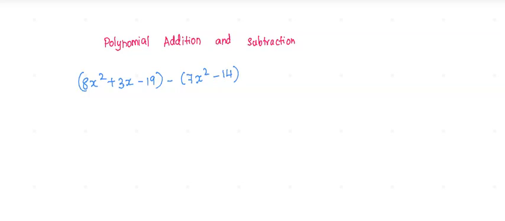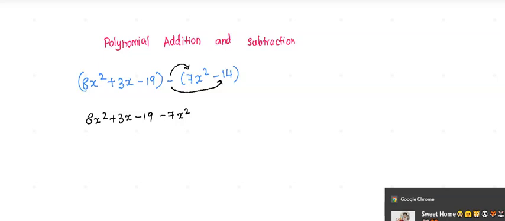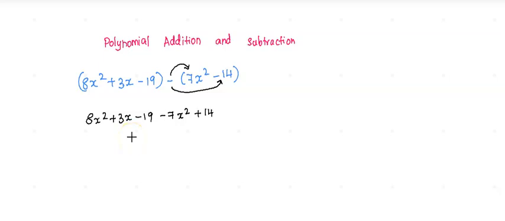So step 1 would be, you write the first polynomial as such with no change. And then the next step is to distribute the sign. Negative times positive 7, so negative 7x square. Same way, negative times negative 14, negative would be positive. In the first step, we have distributed the negative sign. Now, same as the previous example, identify the like terms and combine them.